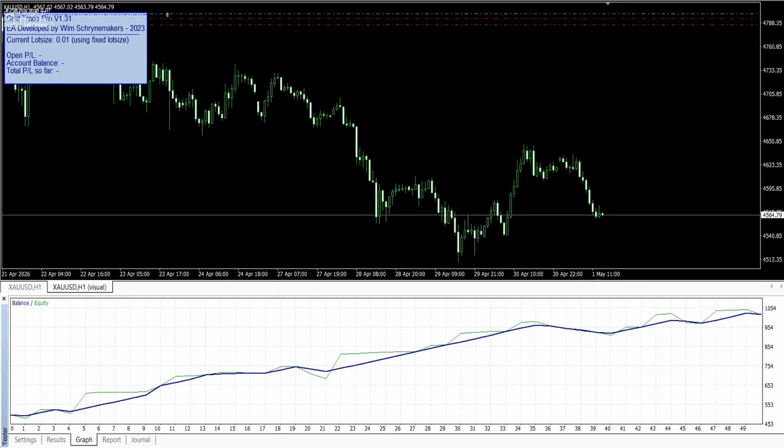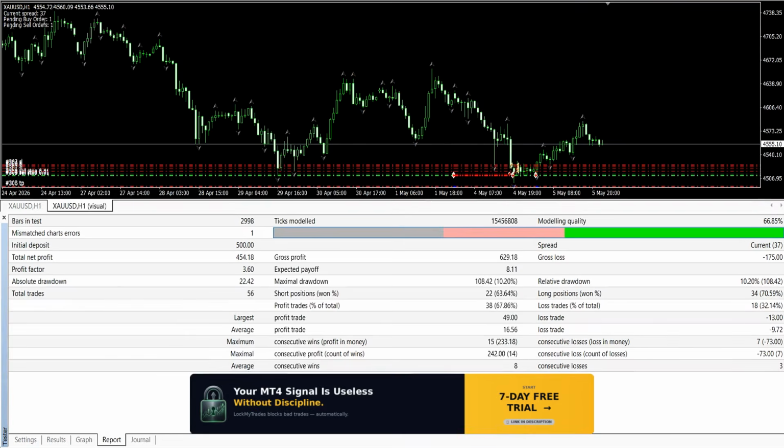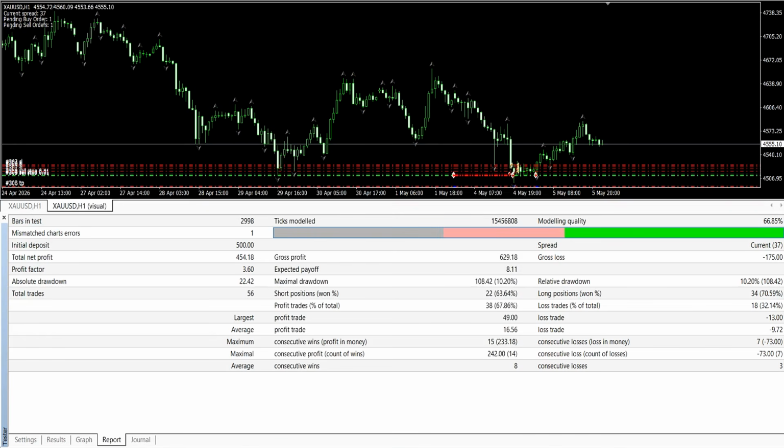Alright, now let's get to the part everyone is waiting for, the actual backtest result. I started this test with $500. The total net profit came out to around $454, with a gross profit of $629 and a gross loss of $175. The profit factor is 3.60, which honestly looks strong on paper. The EA took a total of 56 trades, out of which 38 were winners and 18 were losers. So the win rate is around 67%, which is decent. The largest single winning trade was $49, and the biggest losing trade was only $13. So the loss control looks good in this test.